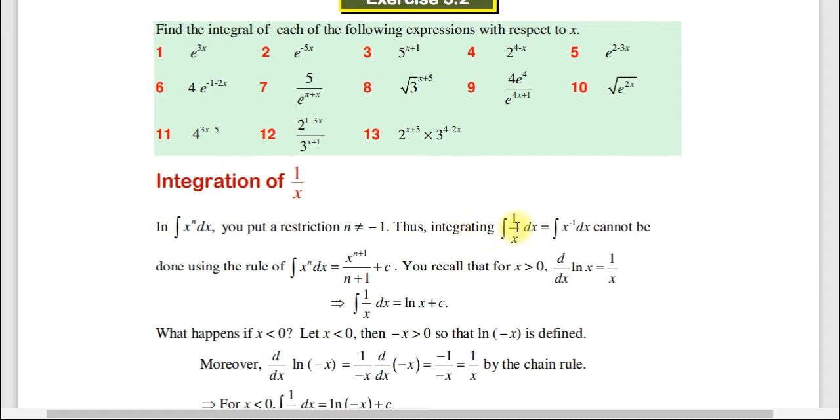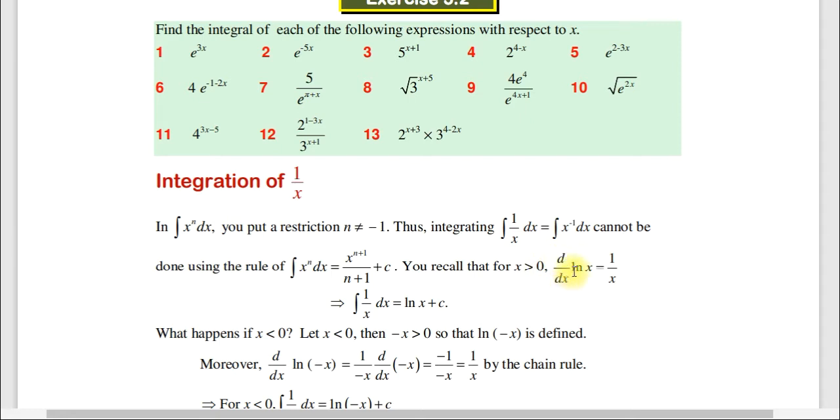Thus integrating 1 over x dx, which is equal to the integral of x to the power of -1 dx, cannot be done using the rule that the integral of x to the power of n dx is equal to x to the power of n plus 1 over n plus 1 plus c. Why? Because here n is -1, and -1 plus 1 gives 0, which breaks this rule. So if the 1 over x form is given, we cannot use this rule.